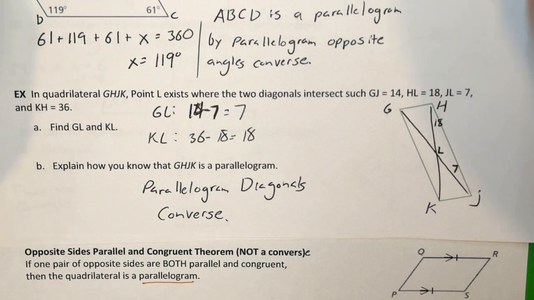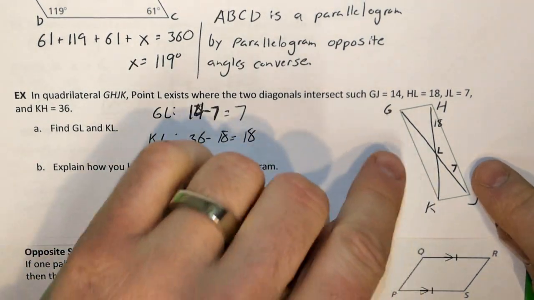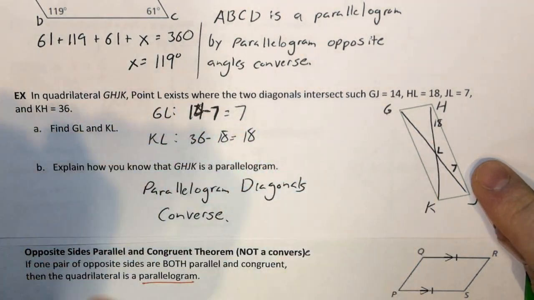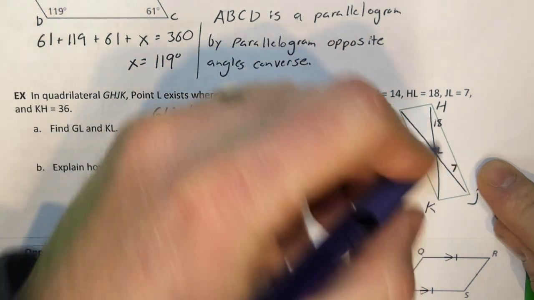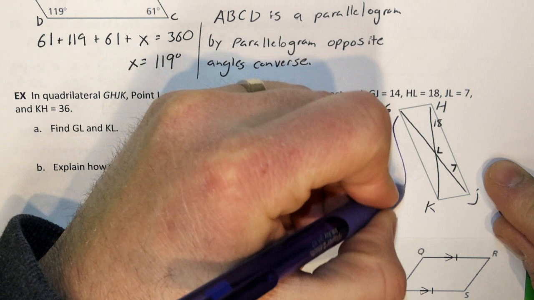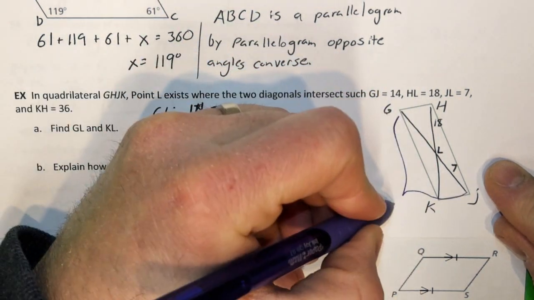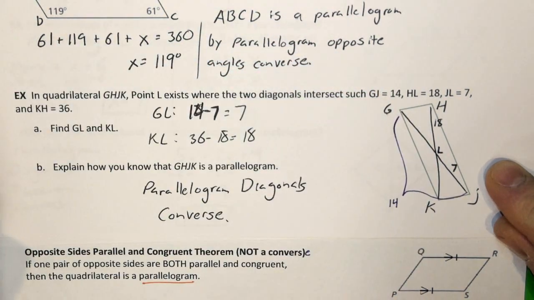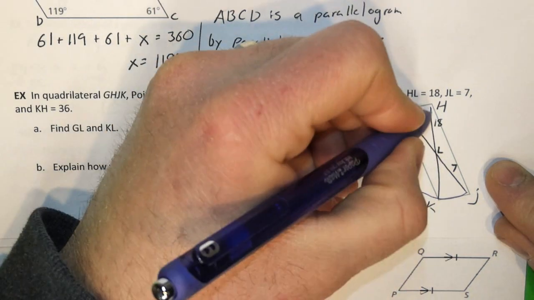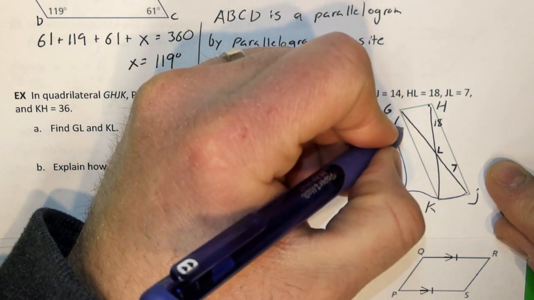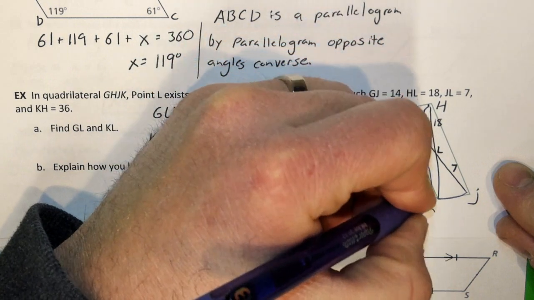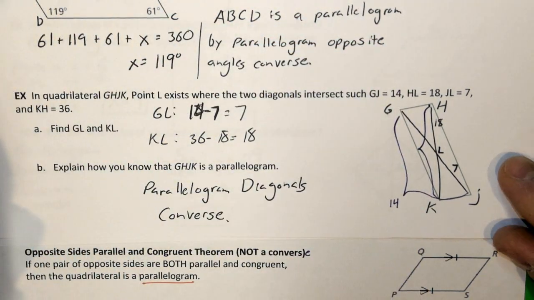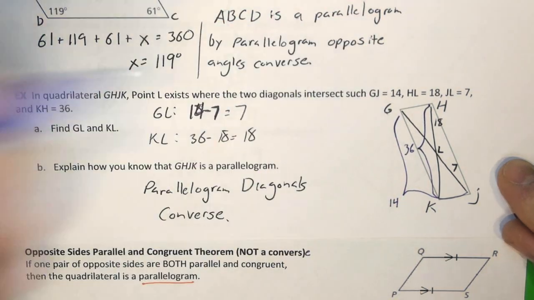Here is your answer. I've labeled my drawing right here with my point L in the middle. I've also put a couple of side lengths of 18 and 7. Some of the longer sides that we had, like GJ, are a little bit hard to label. This right here is where your 14 is, and this right here is where your 36 is. There you go.